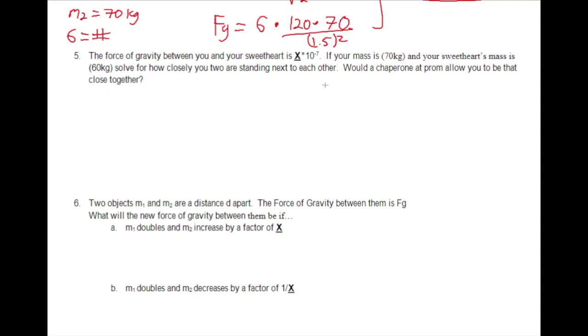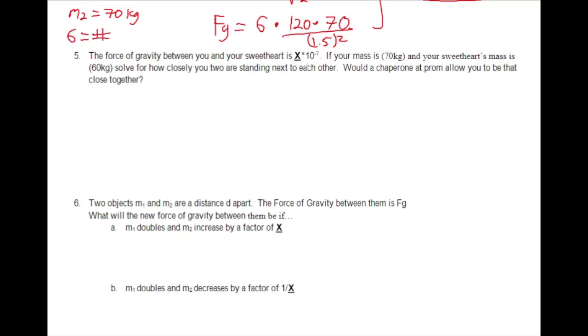So we could probably just skip this question for some of you because unfortunately you don't have that sweetheart. But we're just going to go ahead and pretend because it will happen one day. All right, you will find that love of your life and it will be amazing and you'll be able to calculate the force of gravity between you and that special person.